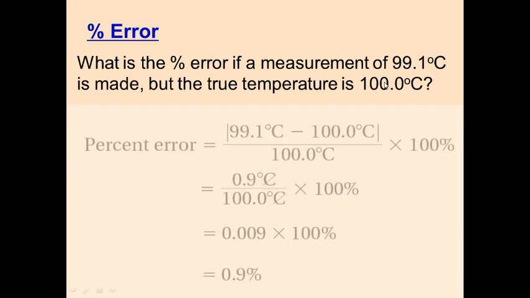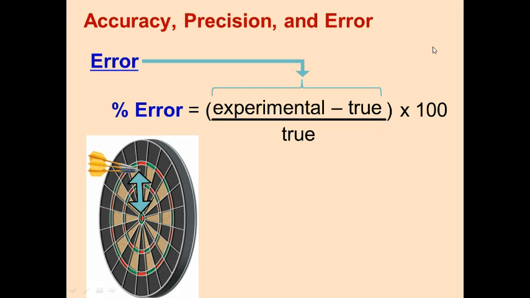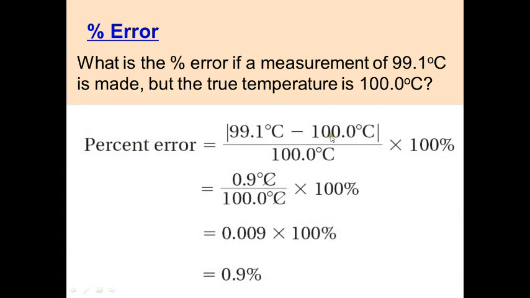So here first you have to write out the formula. So if you recall, it's experimental minus true over true times 100. So experimental is 99.1 minus true, which is 100, over true, which is 100, times 100%. And so you subtract these two, get 0.9 over 100 times 100. And the final answer will be 0.9%.